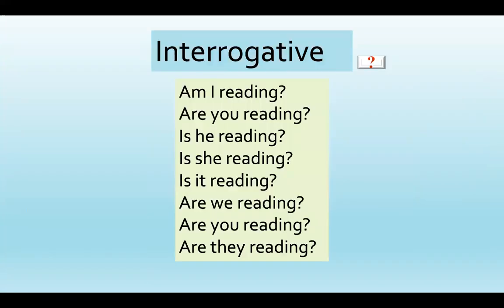As for the interrogative form, like the question, simply the auxiliary verb to be in the present, am, is, are, and the subject pronouns just swap places. Am I reading? Are you reading? Is he reading? Is she reading? Is it reading? Are we reading? Are you reading? Are they reading?